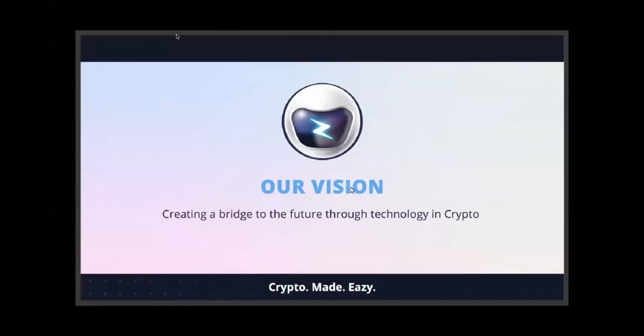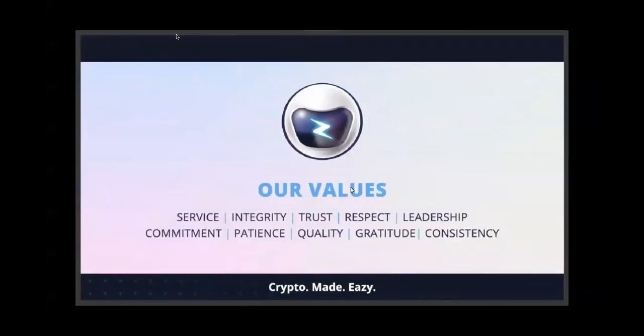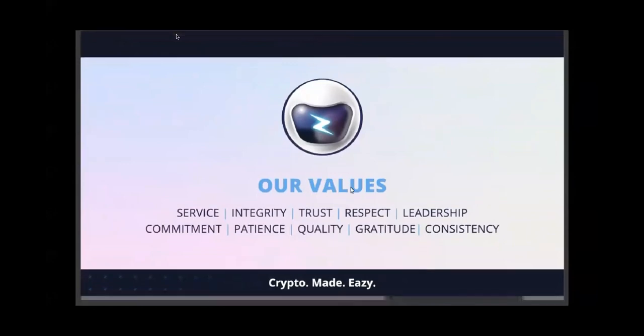What it means is that we recognize that there are hundreds of millions of people coming into crypto. We want to give people a bridge to a future where crypto is going to be central to the lives that we live, much like the internet is today. And so we'll do that with a focus on our core values. Those values are service, integrity, trust, respect, leadership, commitment, patience, quality, gratitude, and consistency.